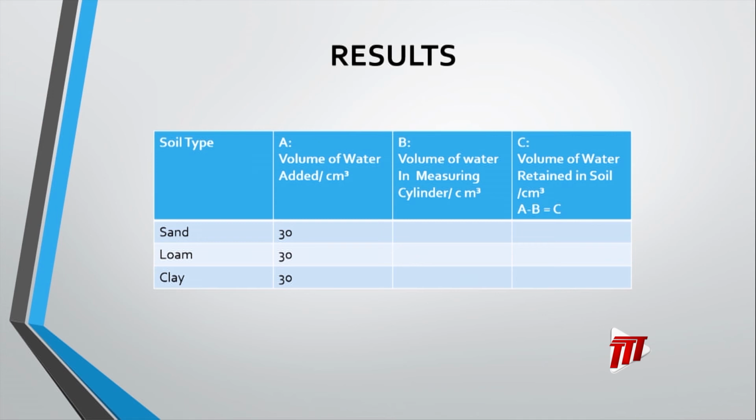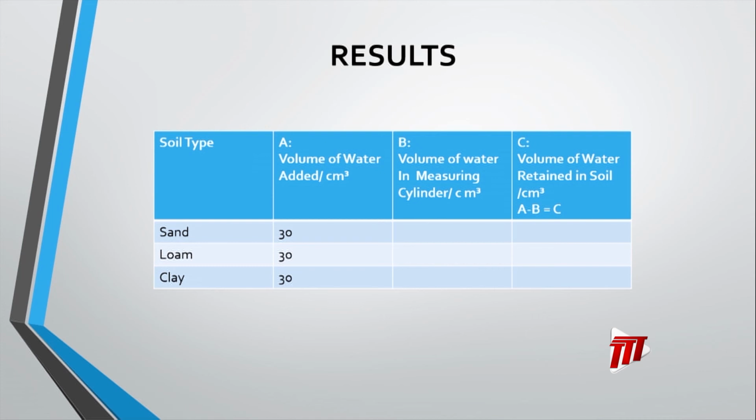So in the next one, the volume of water in measuring cylinder, this is where we would put our results. So in the sand, in this area, we would put our 20 cm cube again, but we don't write the cm cube because it's already up here. And the clay, we would put our 15. So we have our results. This is what we got, but we need to know what to do with it.